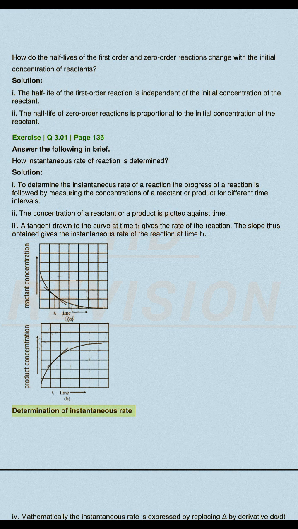Determination of instantaneous rate. IV. Mathematically, the instantaneous rate is expressed by replacing delta by the derivative dc/dt in the expression of the average rate.